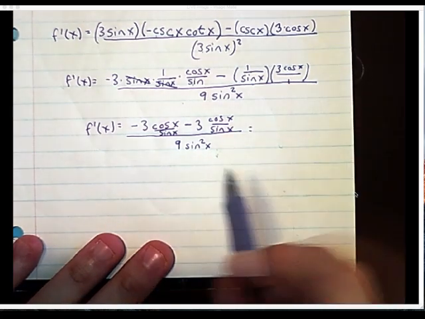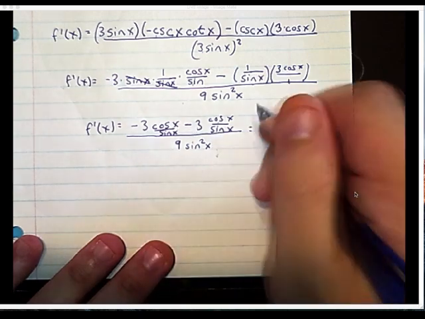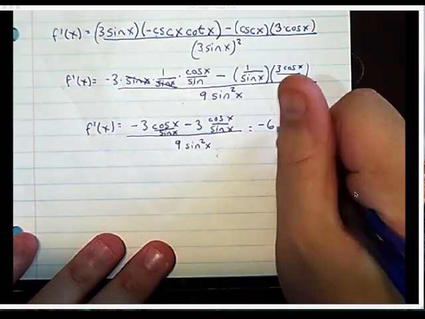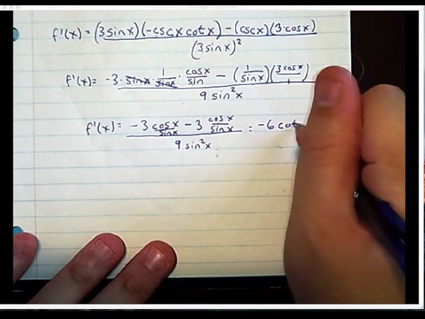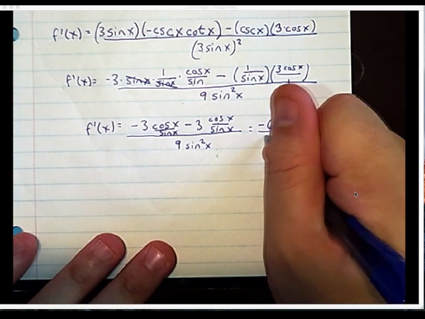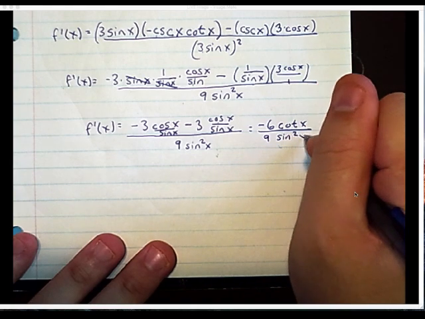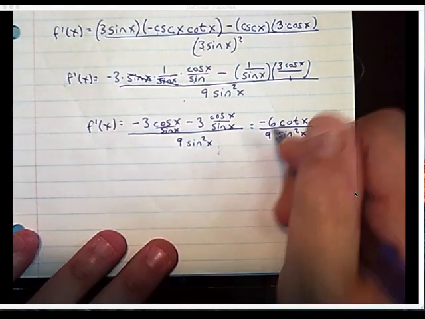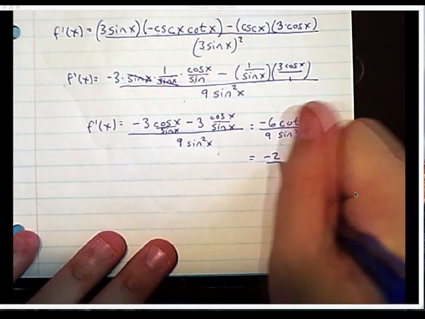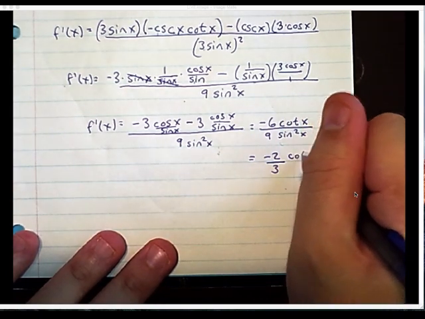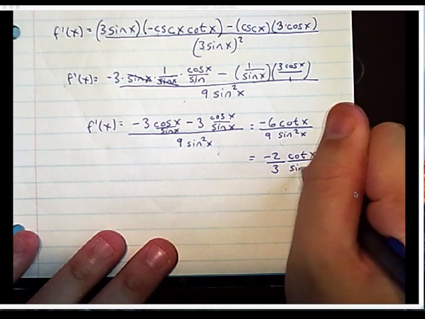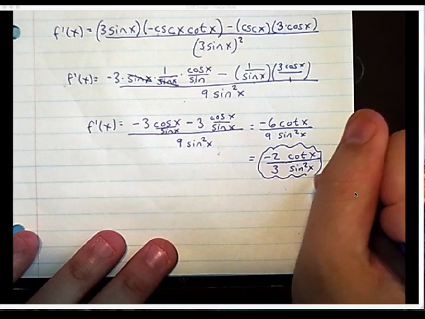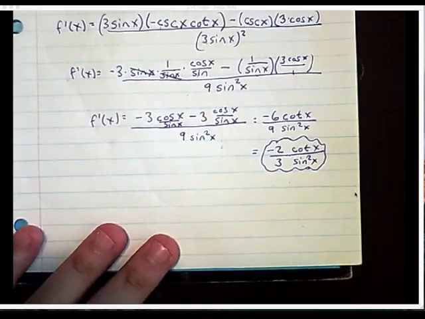So notice these things have exactly the same variable on it, so I can turn that into negative 6. And I'm just going to rewrite this now as cotangent of x over 9 sine squared of x. And then you can reduce a little bit. You can say negative 2/3 cotangent of x over sine squared of x. So this is an acceptable answer. Actually, any of these are acceptable.